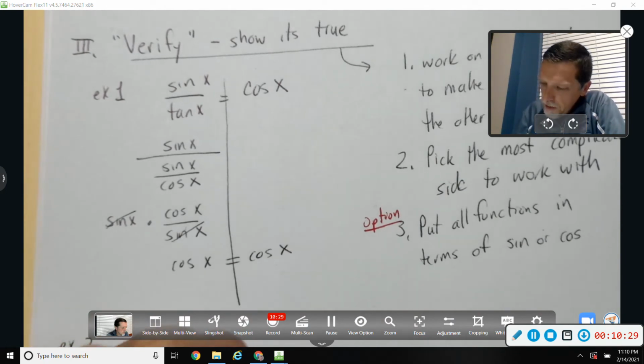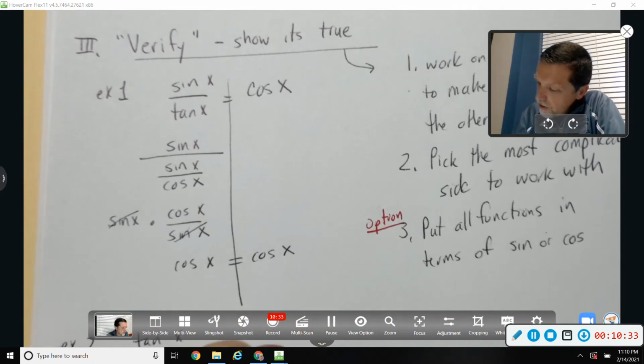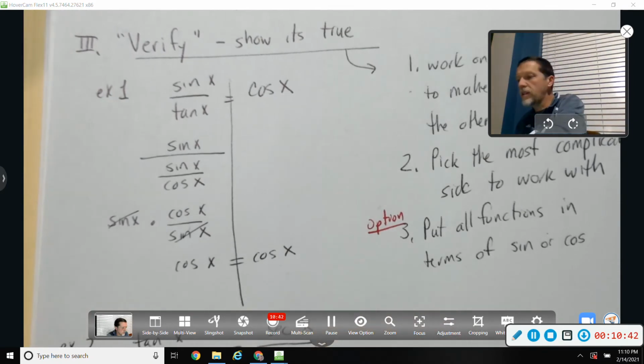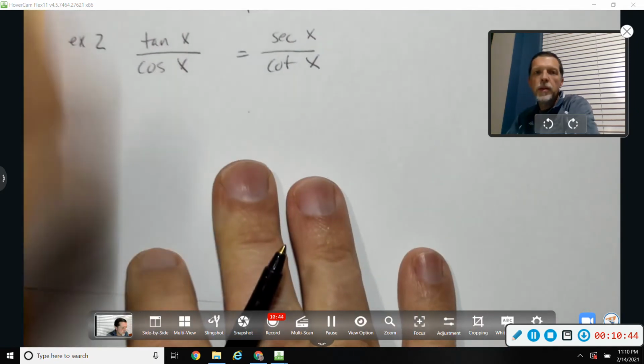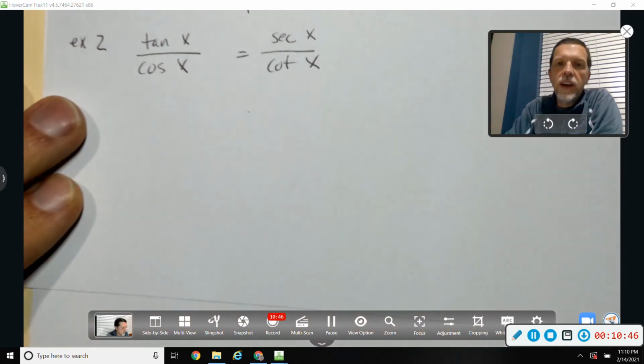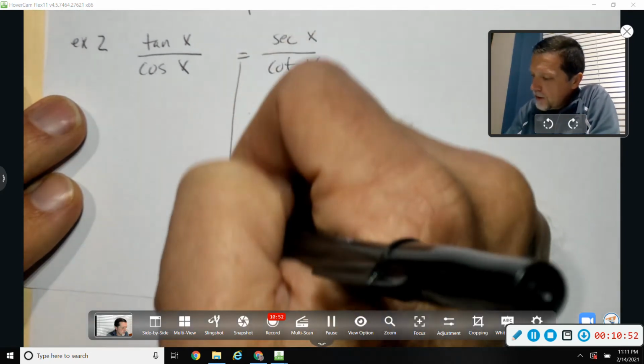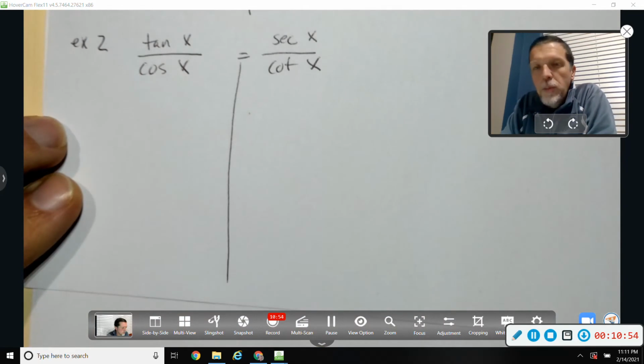Let's try another one. Tangent of x over cosine of x equals secant of x over cotangent of x. Whoops, you can't see that. Tangent of x over cosine of x equals secant of x over cotangent of x. I'm only allowed to work on one side. I want to pick the harder side, or what looks to be the more complicated side.